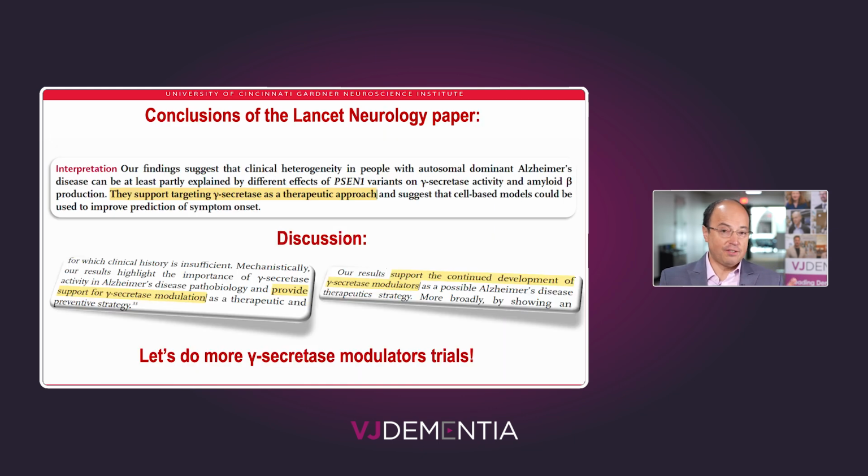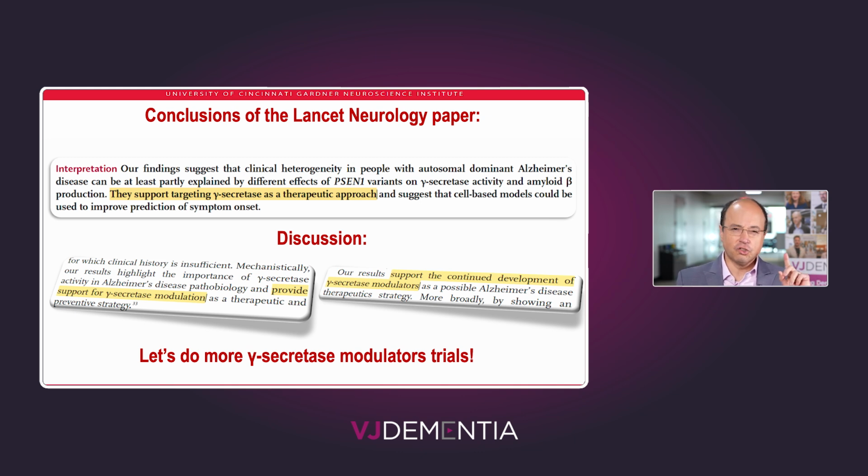The conclusion of the Lancet Neurology paper, however, is that these findings support targeting gamma-secretase. Targeting gamma-secretase can mean increasing or decreasing. You would think it's increasing, but in fact that is not what the authors are presenting in the discussion. They assume that we should continue on lowering gamma-secretase activity through modulators.